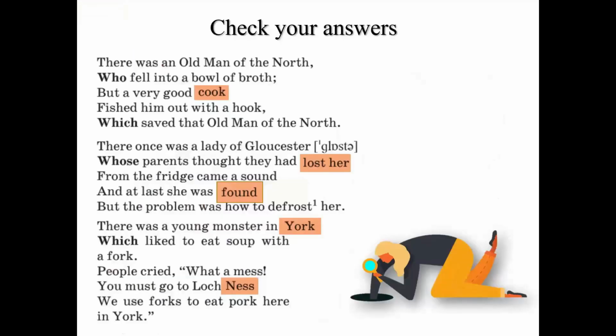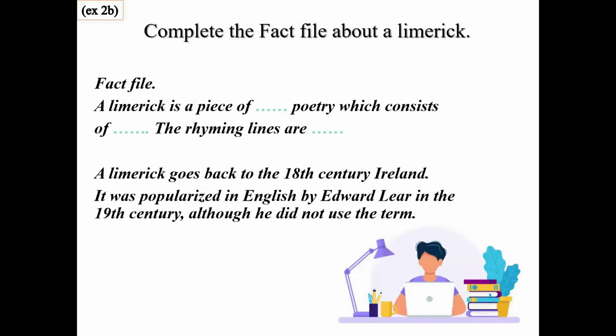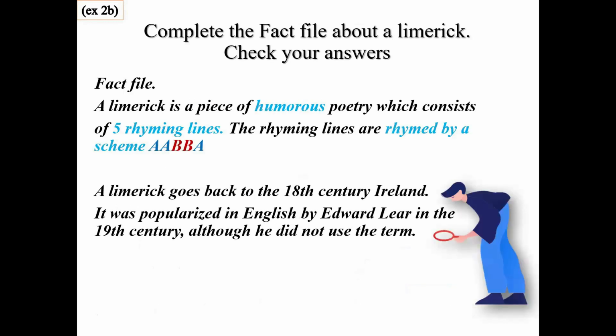Now let's check your answers. All these pieces of poetry are called limericks. Please complete the fact file about them and pause the video for a minute. Now let's have a look at the right definition. A limerick is a piece of humorous poetry which consists of five rhyming lines.